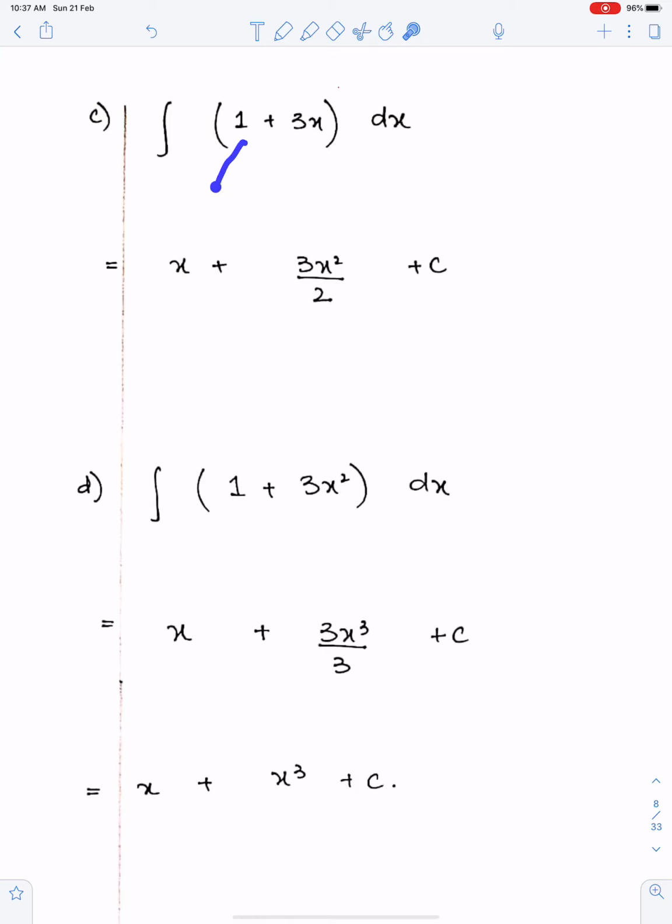The integration of 1 will be x and the integration of 3x will be 3x power 2 over 2, because this x has power 1. So when you integrate x power 1, it will become x power 2 over 2. Again, this 1 will become x and this will become 3x cube over 3, and the simplified form will be x plus x cube plus c.